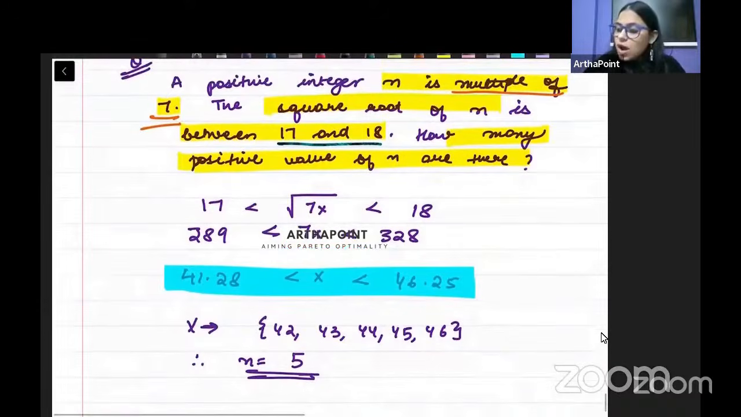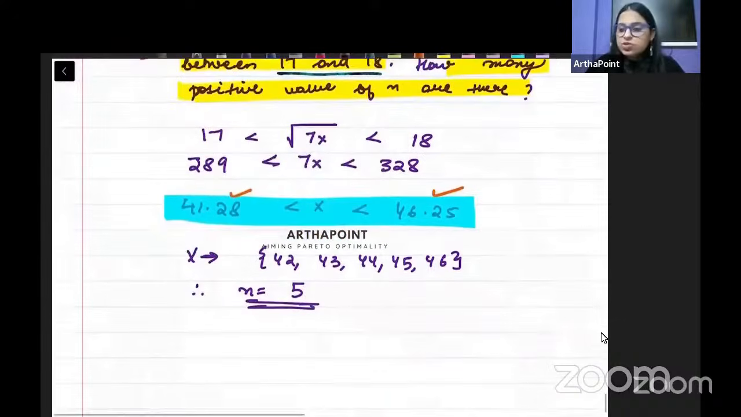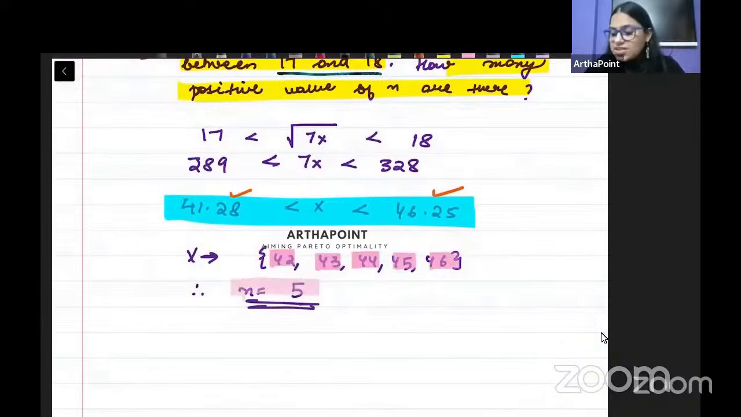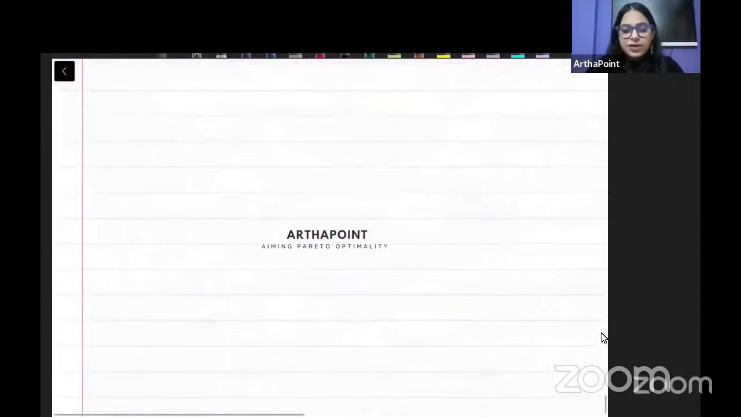Now it is asking you how many integers are there. So beta, कितने integer हैं 41.28 से लेके 46.25 के बीच में? You have the integers 42, 43, 44, 45 and 46. So how many such integers are there? 5, na? So the number of integers between them is 5. The answer will be 5. Am I clear with it? So the correct answer to this question will be 5.